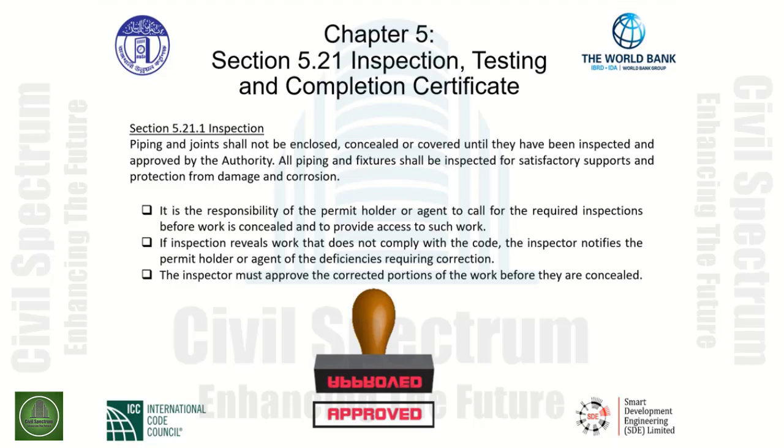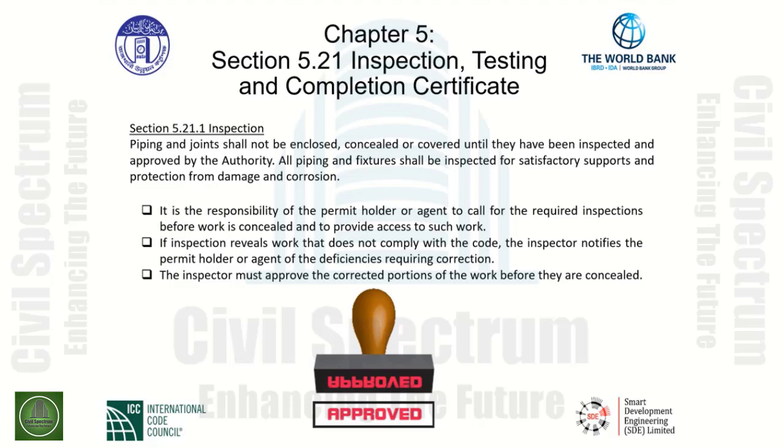It's the responsibility of the permit holder or the agent to call for the required inspections before the work is concealed and to provide access to such work. In other words, if you have to climb down into a trench, you need to be very careful such that the trench is laterally supported so that it will not cave in. If you have to go down, make sure that that's the case. Make sure the safety is of importance here, and there is safe access to the location that you need to verify all of the piping accordingly.